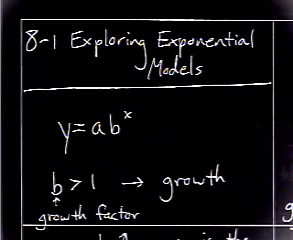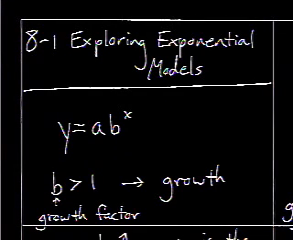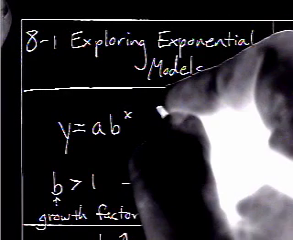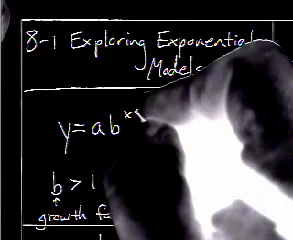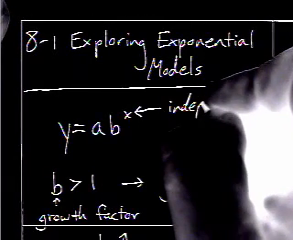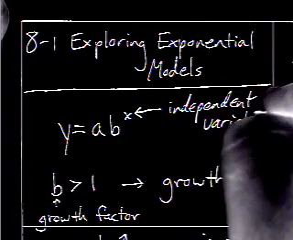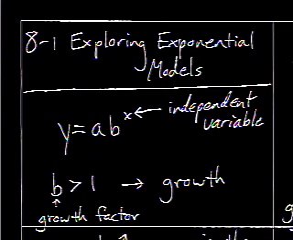8.1 is about exploring exponential models. Pretty much we got a new model in town. This is not linear, this is not quadratic, this is exponential, which means of course that the exponent is a variable. Your independent variable is an exponent. That's different. The linear model has a fixed exponent of 1, and the quadratic model has a fixed exponent of 2. This has a changing exponent, okay?